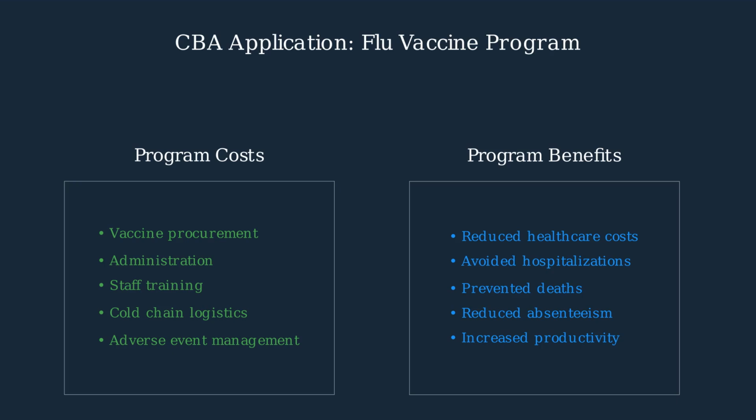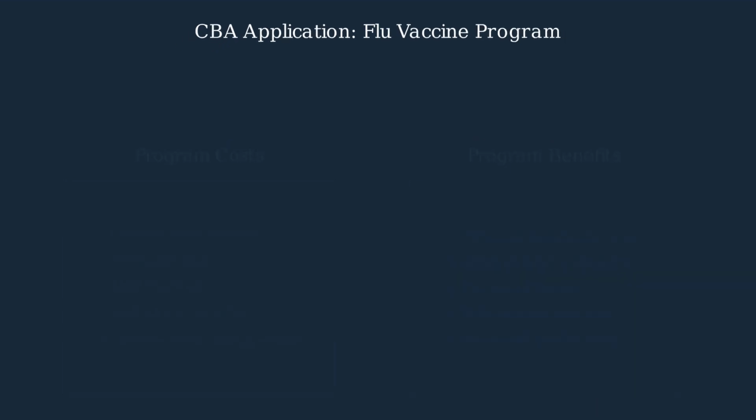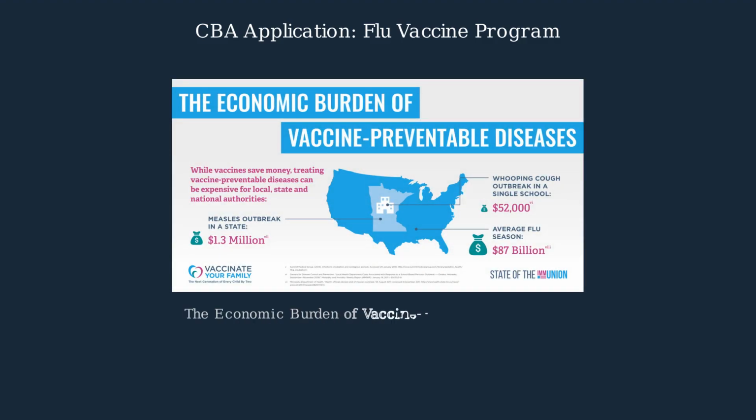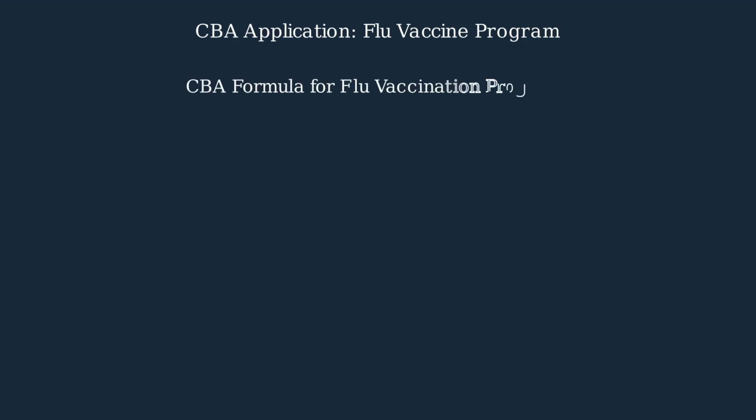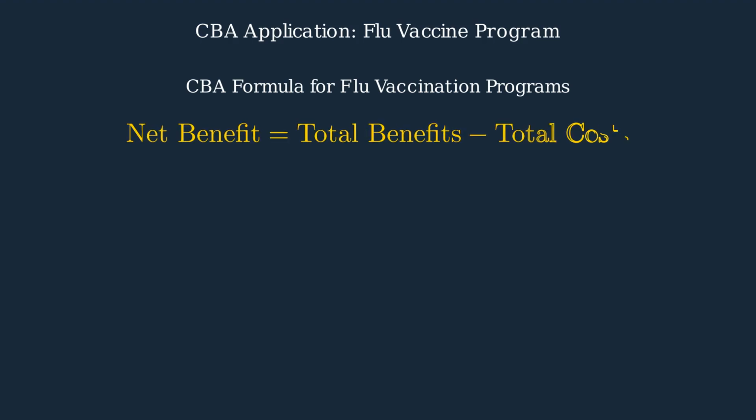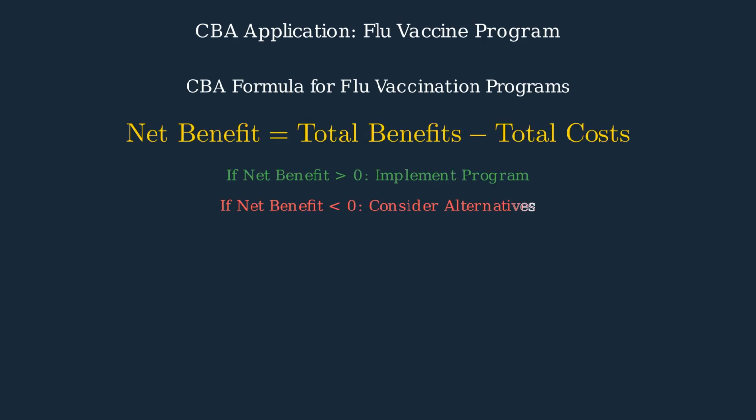Cost-benefit analysis aims to weigh all costs against all benefits expressed in monetary terms to determine if the program has a positive net value. The economic burden of vaccine-preventable diseases like influenza is substantial. A single flu season can cost billions in medical expenses and lost productivity. The CBA formula is straightforward. Net benefit equals total benefits minus total costs. If the net benefit is positive, the program is economically justified.